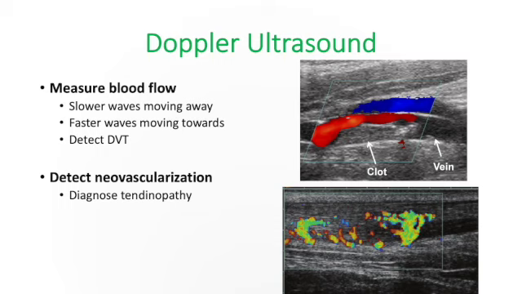The other thing is we can use ultrasound to detect what's called neovascularization, and a lot of times that can diagnose something like a chronic tendinopathy, because we're going to have more blood trying to get to that area since obviously it's trying to heal. That's more of a specialized ultrasound, I will say, so it's not something that we're going to be good at as novices.